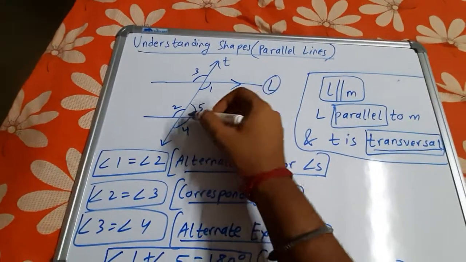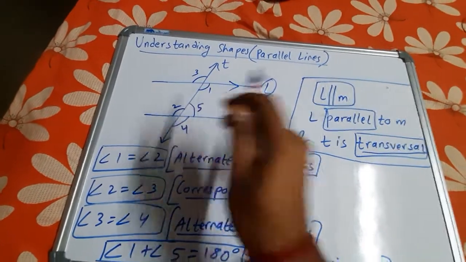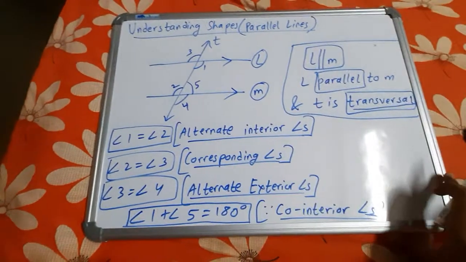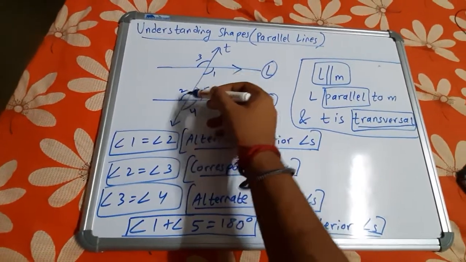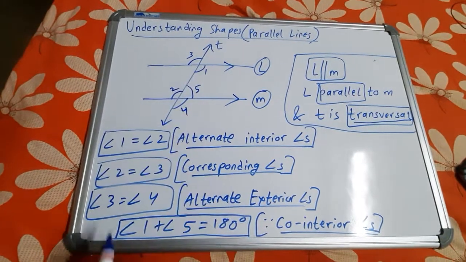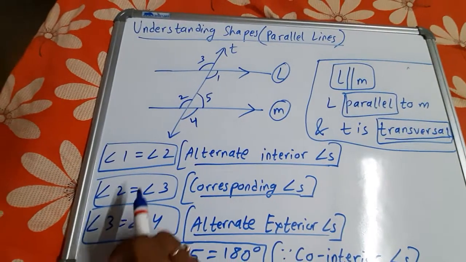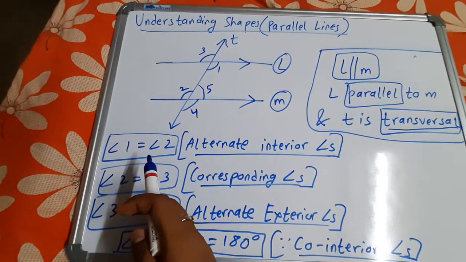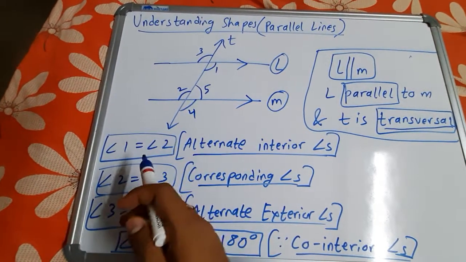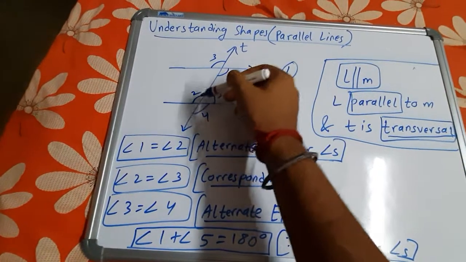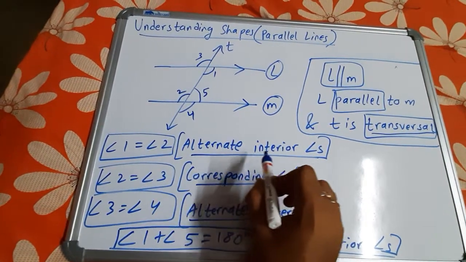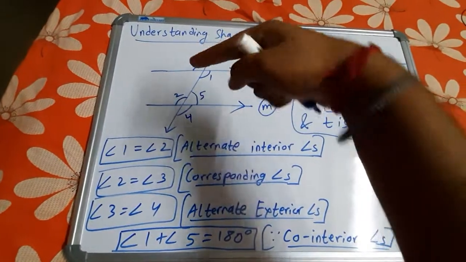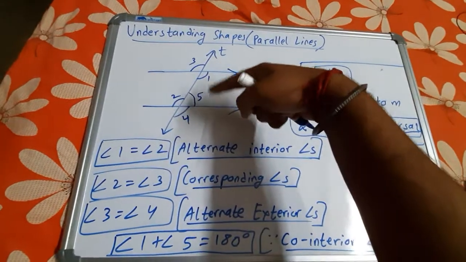Okay, see these angles I have marked 1, 2, 3, 4, 5. Why I have marked them like this, I will tell you. See, this is angle 1, this is angle 2. These angles 1 and 2 are called alternate interior angles, and they are equal to each other. They are called interior because they are inside the parallel lines. See, two parallel lines, this one is exterior, this one is exterior, but this middle portion is interior.